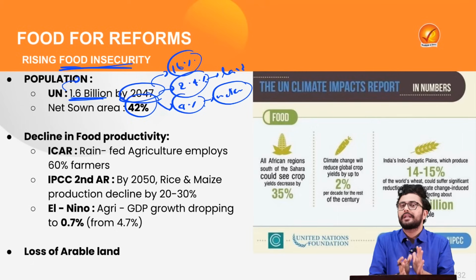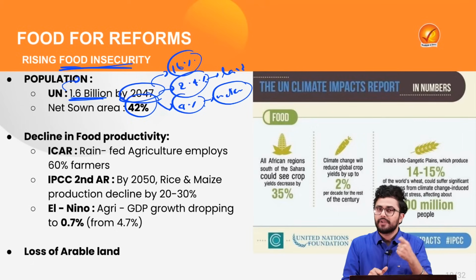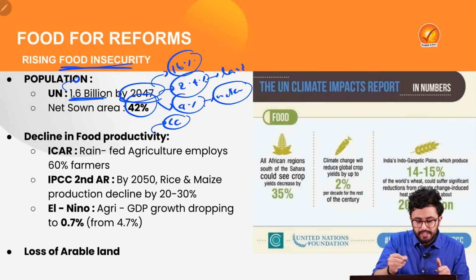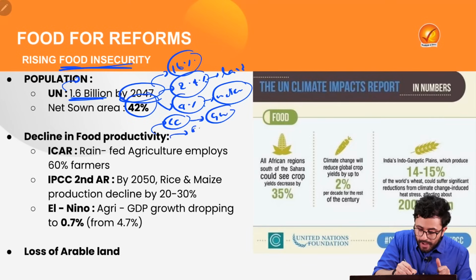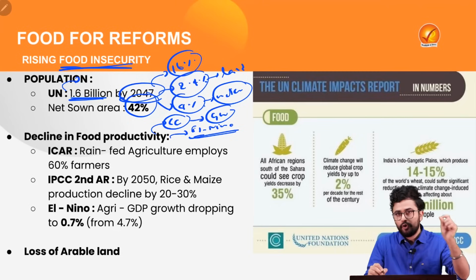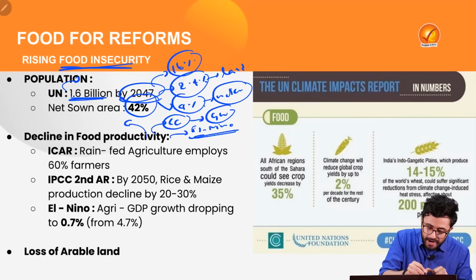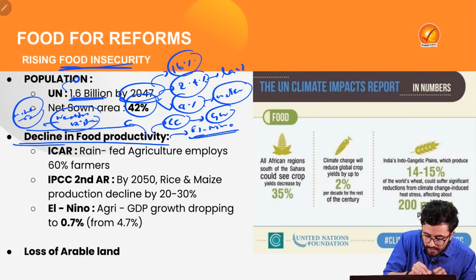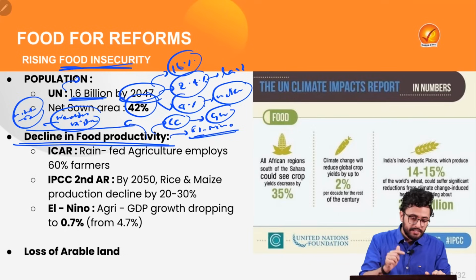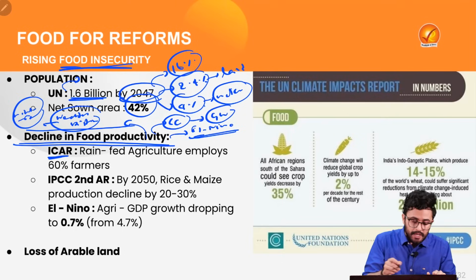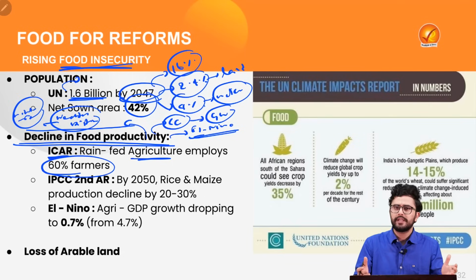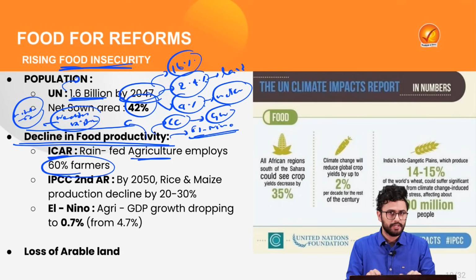Then comes the issue of decline in food productivity. As we are aware from all the news around us, climate change is being caused by global warming, the impact of El Nino alters the rainfall patterns for our country, and the weakening of western disturbances which used to bring the much needed winter rainfall, all of this can lead to a decline in food productivity. For example, as per the Indian Council of Agricultural Research, rain-fed agriculture employs 60% of the farmers, which also showcases the poor state of irrigation facilities in our country.